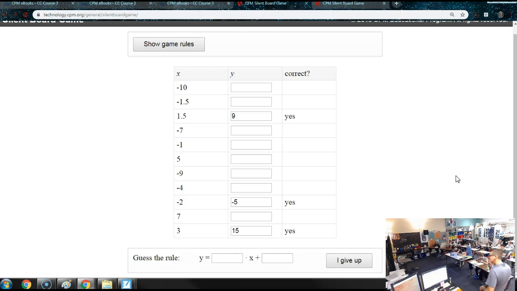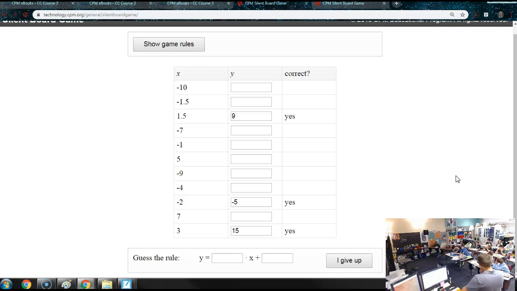Times 5 would work if we were going from 3 to 15, but it doesn't work otherwise. -2 to -5, I could minus 3. But you still have a plus. Simon, what are you thinking?